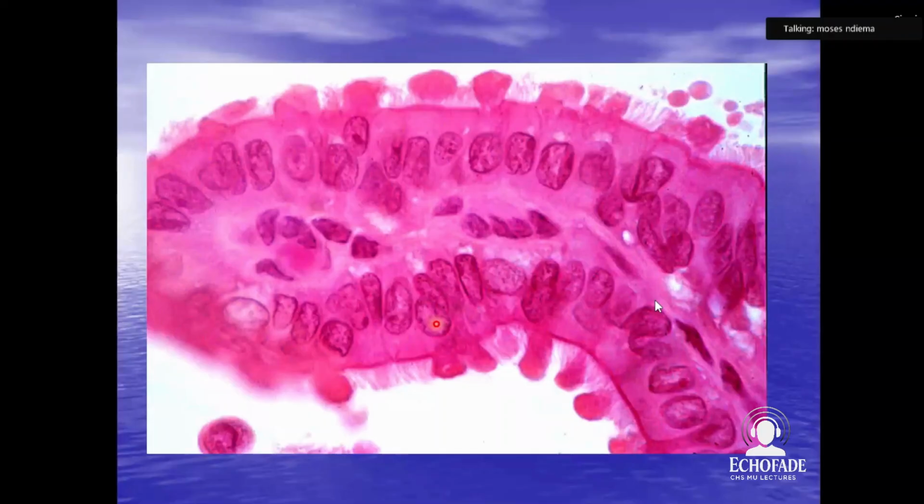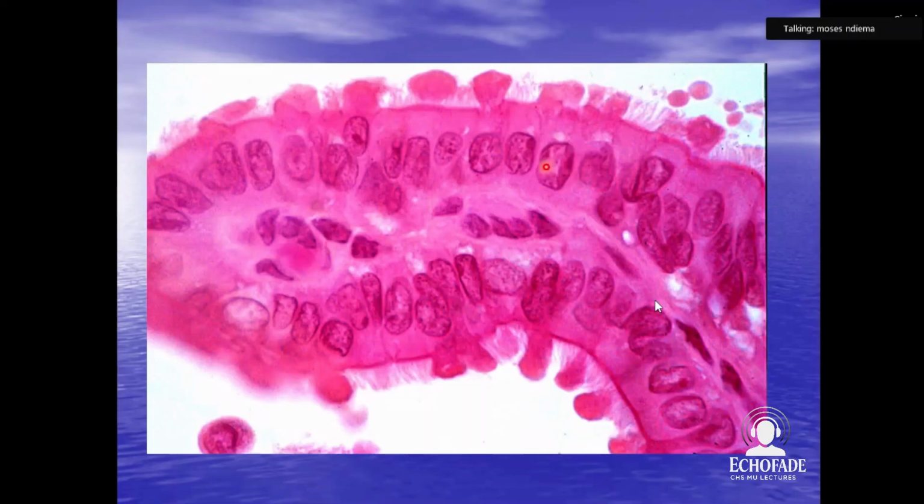The other cell types are the basal cells. The basal cells are undifferentiated cells. They can differentiate to form the secretory and non-secretory cells, so they act as stem cells.